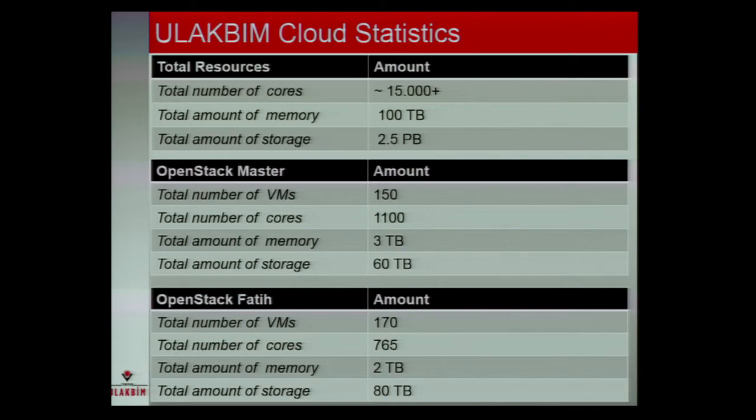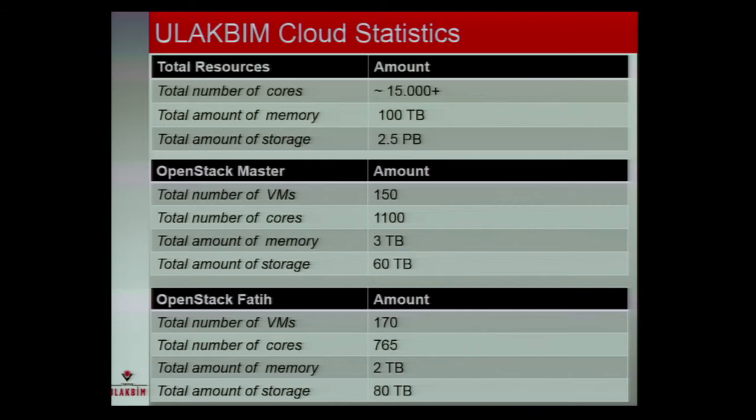We have a total of 15,000 CPU cores, including HPC resources, a total amount of 100 terabytes of memory, and 2.5 petabytes of data storage. We have two different OpenStack instances. One of them is hybrid, the master one, and the FATIH project's OpenStack is a private one.